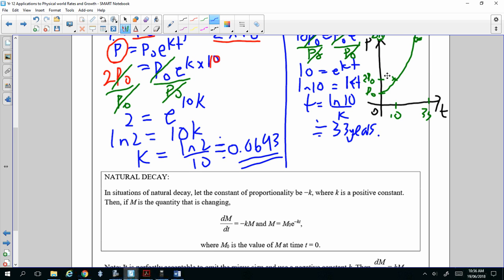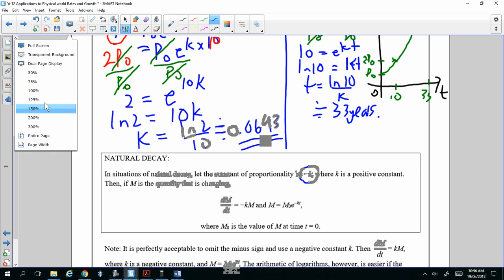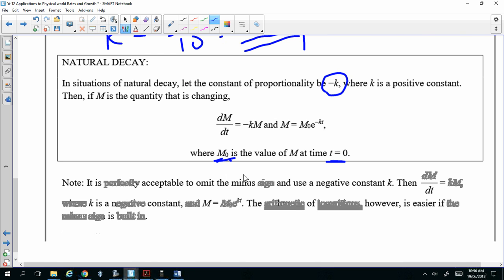And then, like before, M0 is the initial quantity. M0 is the quantity at the beginning. And then it is also perfectly acceptable to not use the minus sign. You can just write it like this, without the negative. In that case, k will be negative. If you put a negative there, k will be positive. But it's the same thing. You still get the same equation.